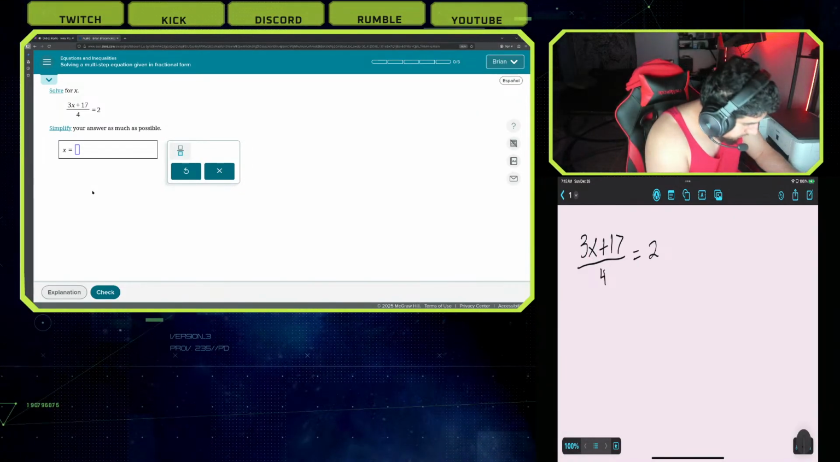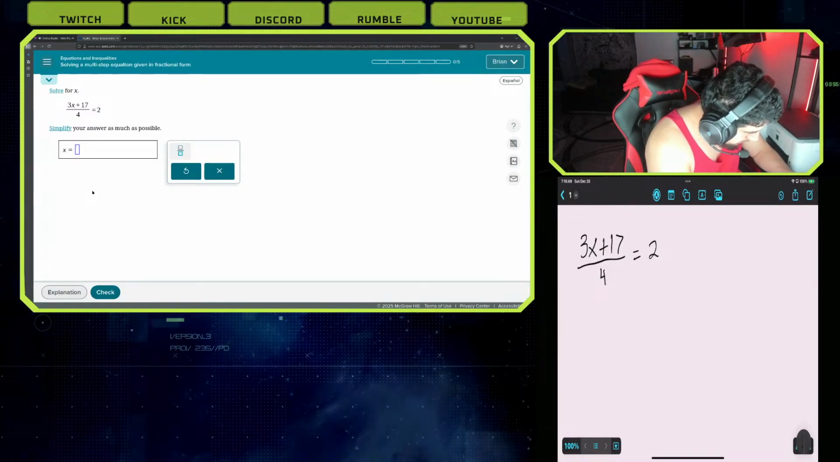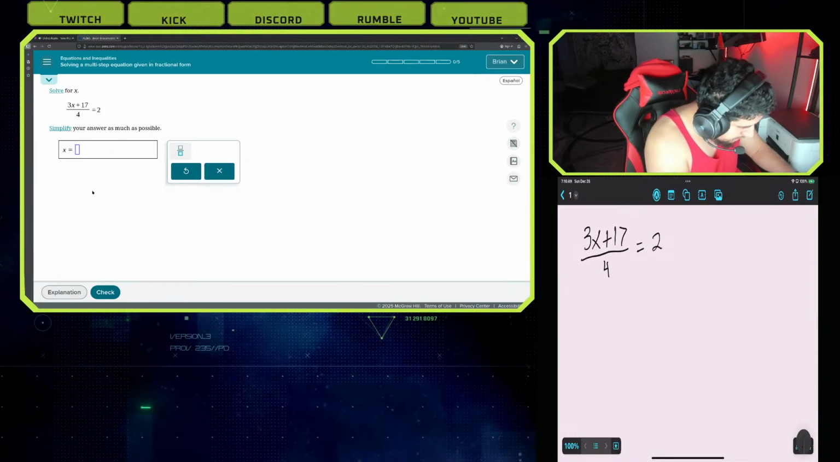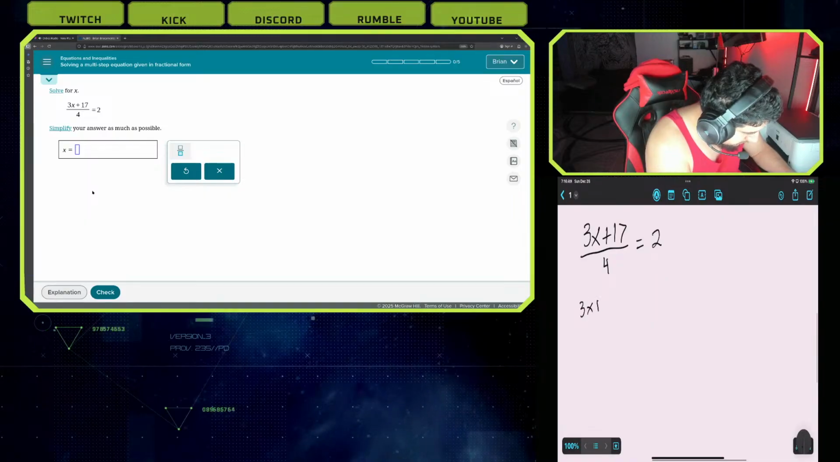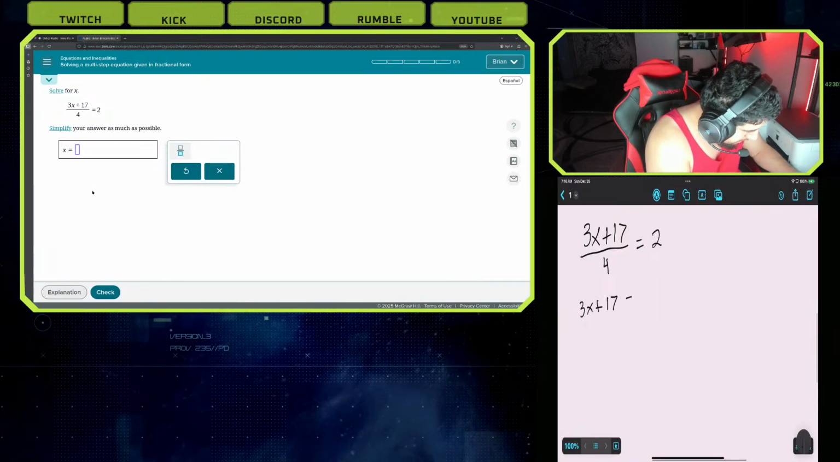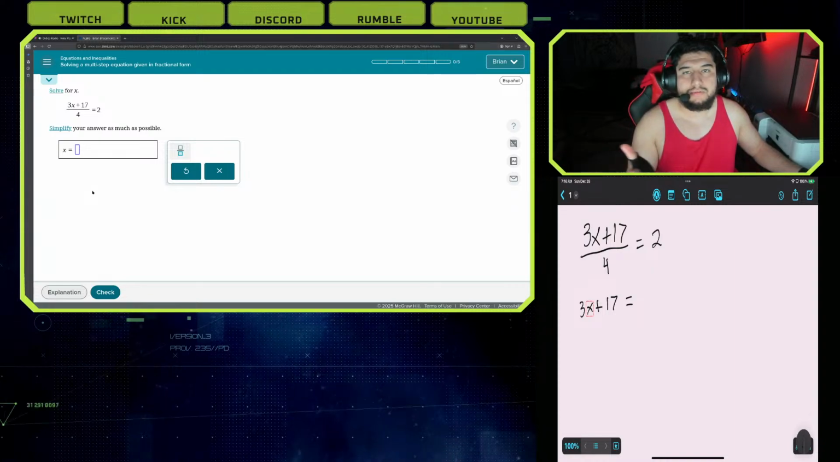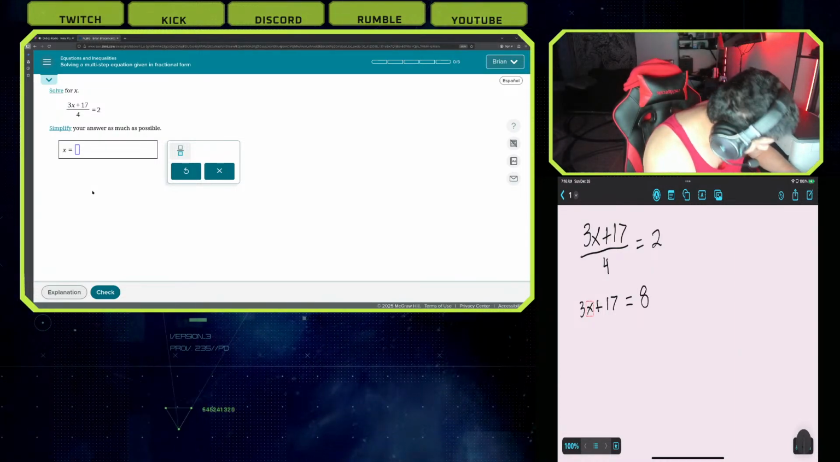So we need to isolate the x. Alright, the first thing we do, let's just do 3. Since we're going to get rid of the 4, what I do is just 3x plus 17 equals, and then we're getting rid of the 4. The opposite of division is multiplication, so 4 times 2, 8.